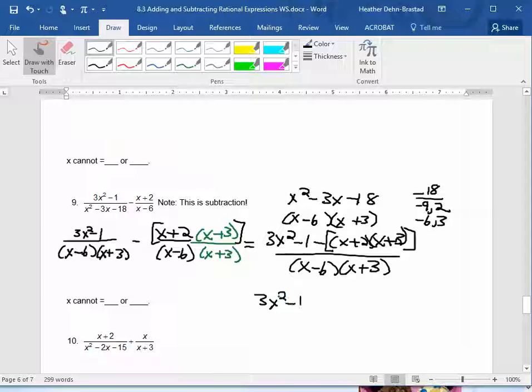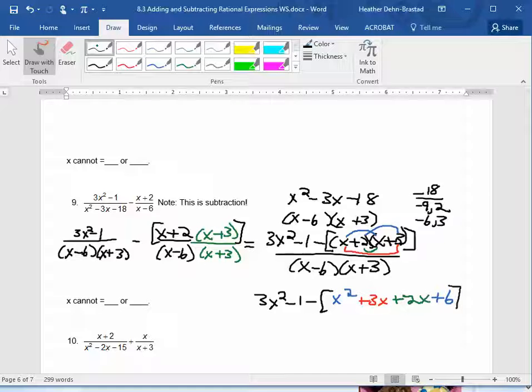The 3x² - 1 is good. We'll leave that. I'm going to leave the minus, and then I'm going to FOIL this together inside here so that I can see if I've got any like terms to add to my 3x² and my -1. So first times first is x². The outer would be x times 3, so that would be +3x. My inner would be 2 times x, so that's +2x. And then my last times last would be 2 times 3, and that would be +6.